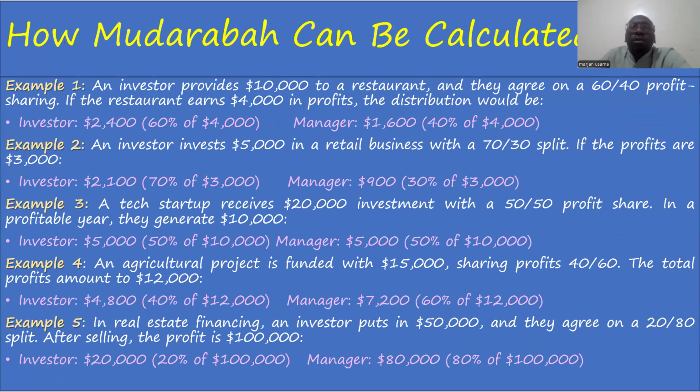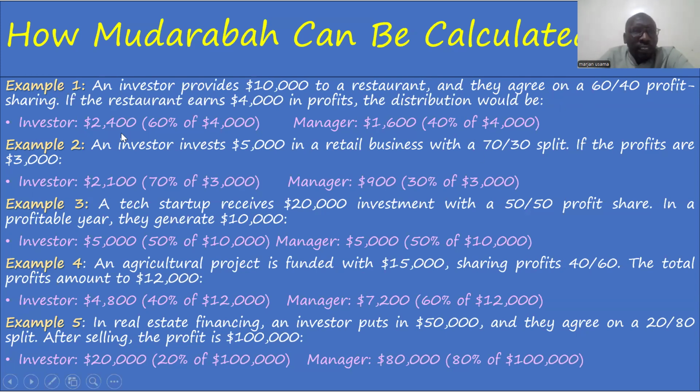Now, how do we calculate Mudarabah? In an exam, you can get these questions to calculate the Mudarabah. You can be given some questions, so it's very easy. So an investor provides $10,000 to a restaurant, and they agree on a 60-40. This is very important. On a 60-40 profit sharing. If the restaurant earns 4,000 in profits, the distribution will be as follows.